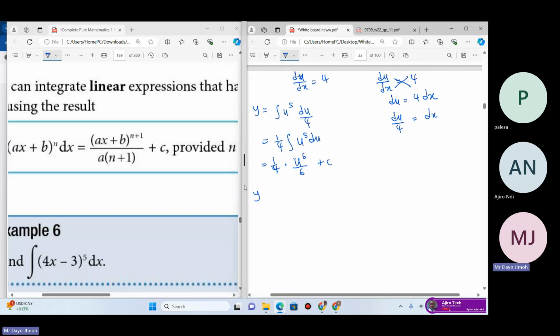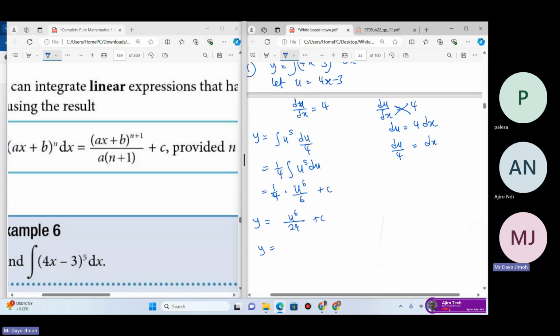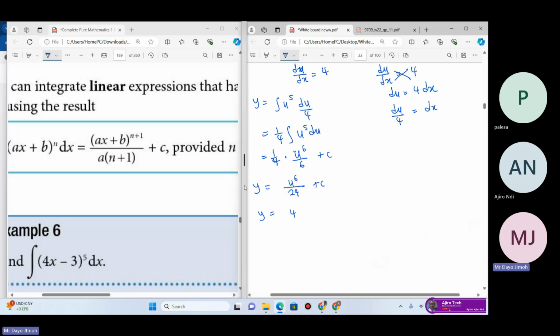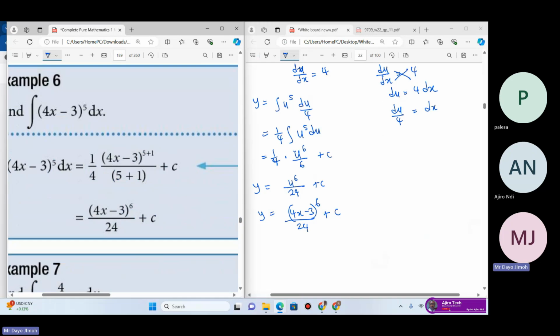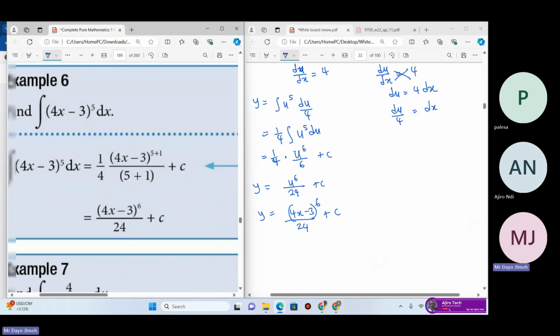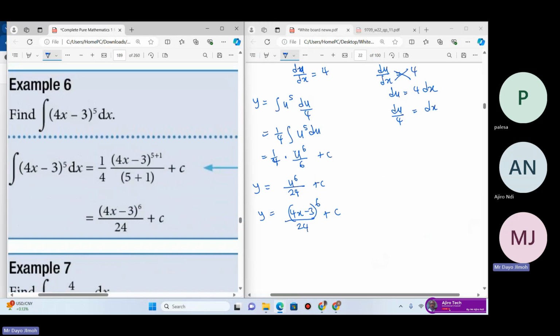So y equals u raised to power 6, I have over 4 and I have over 6. They multiply; 4 times 6 becomes 24, plus c. So y becomes, what is u? You said u is 4x minus 3, isn't it? Yes. y is now (4x minus 3) raised to the power 6 over 24 plus c. The c will still be there because you've not applied any condition. I want you to understand the chain rule, but you can still do it this way.